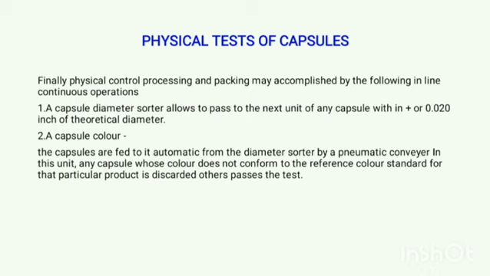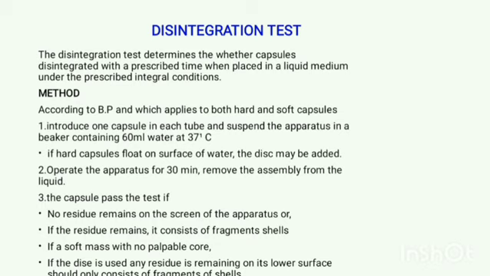First one is a capsule diameter sorter, which allows to pass to the next unit any capsule within plus or minus 0.020 inch of theoretical diameter. Second one is capsule color. The capsules are fed to it automatically from the diameter sorter by a pneumatic conveyor in the unit. Any capsules whose color does not conform to the reference color standard for the particular product are discarded or pass this test.